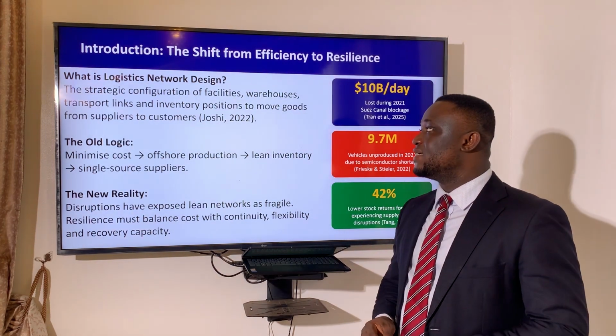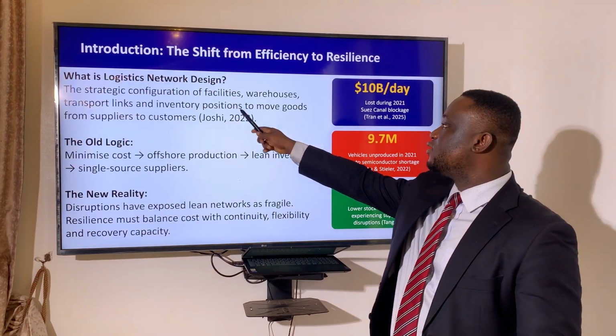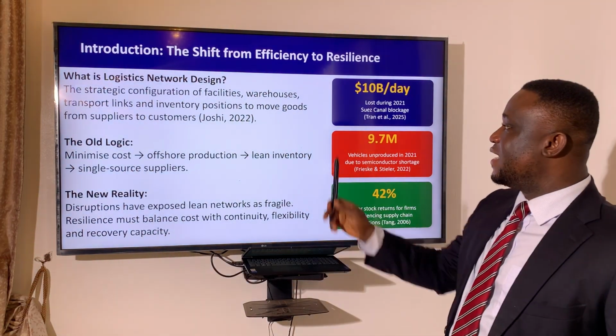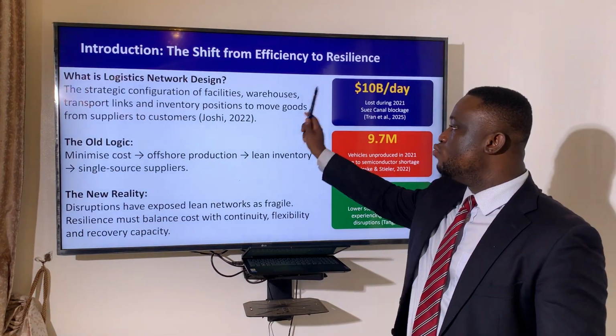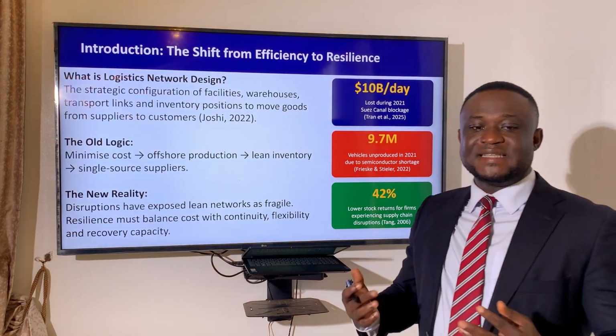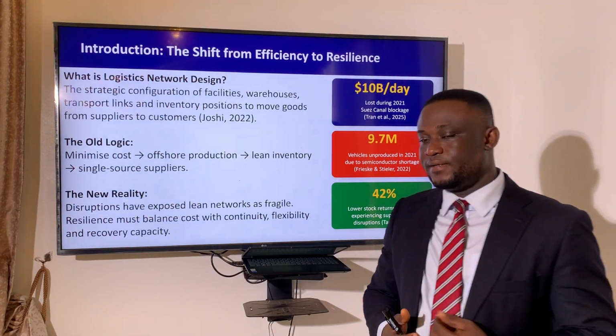So what is logistic network design? The strategic configuration of facilities, warehouses, transport links, and inventory positions to move goods from suppliers to customers. Logistic network design is one of the key strategic issues in today's supply chain.